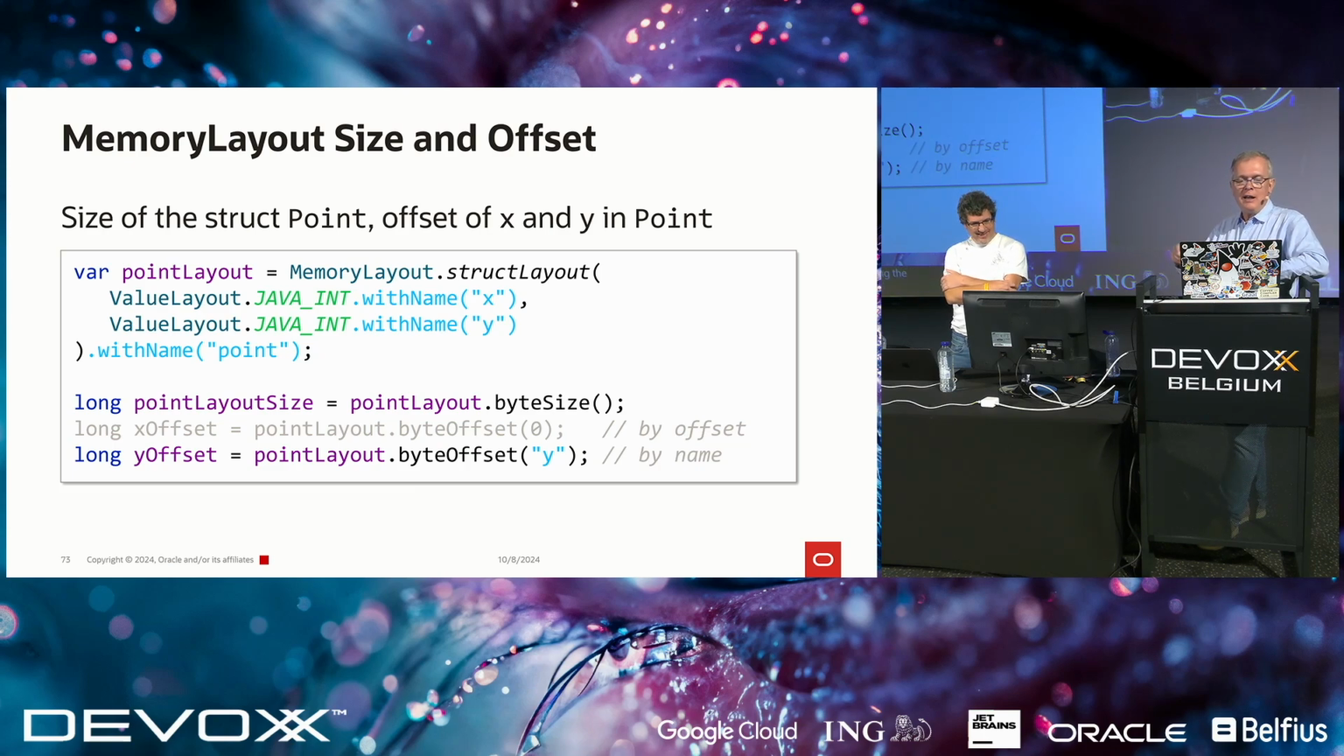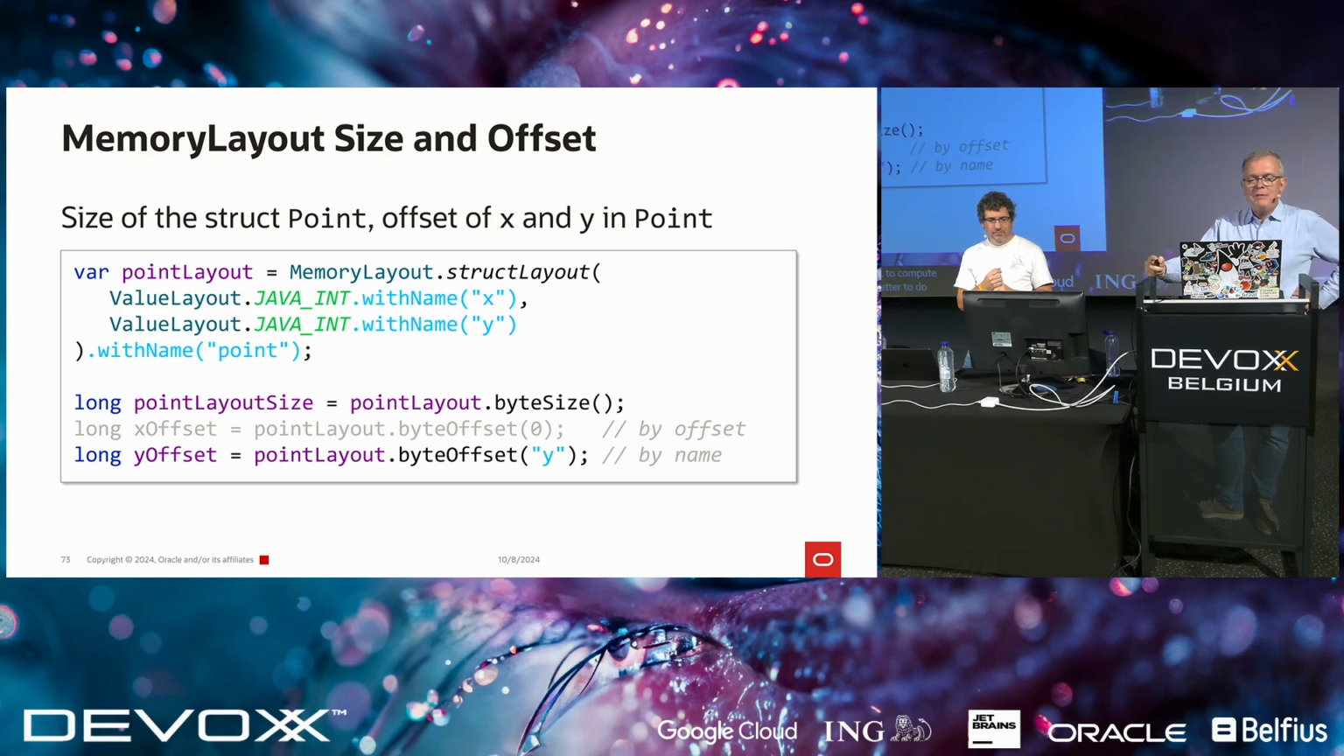Now here, I just added withName X, withName Y, and even the point itself can be named with name point. And now, instead of accessing the byte offsets of the different components by passing the index of the component, you can give the name of the component, and it will automatically take the name that you put in your declaration to compute this offset. So it's obviously much better to do that.